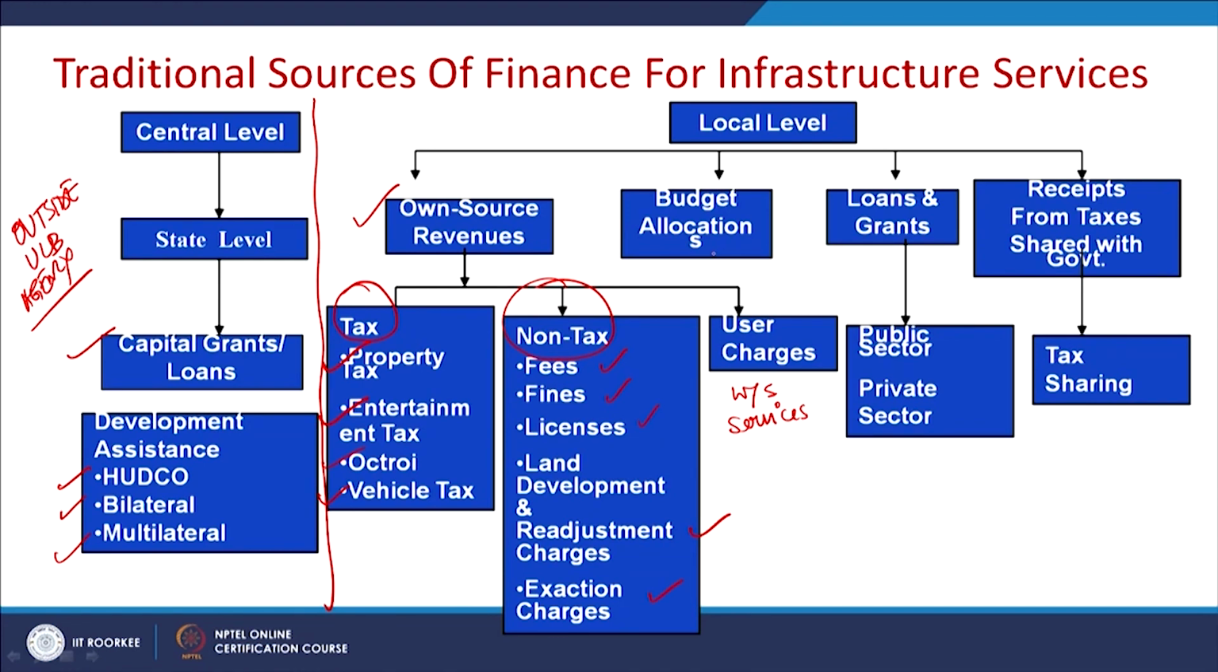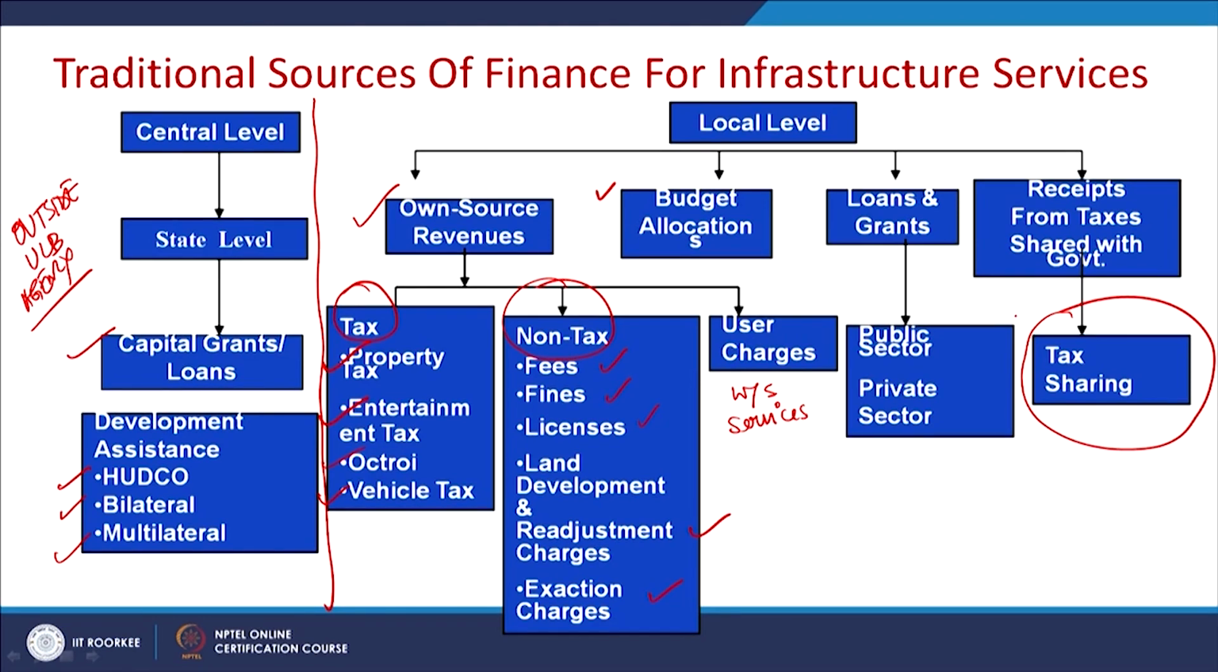Besides, there could be budget allocation from the central government and from higher authorities. There could be loans and grants from different public sector or private sector organizations. There could be receipts from taxes shared with government. Some taxes are shared by the state government, so that is also another source of revenue.